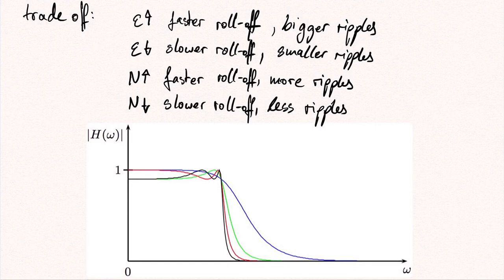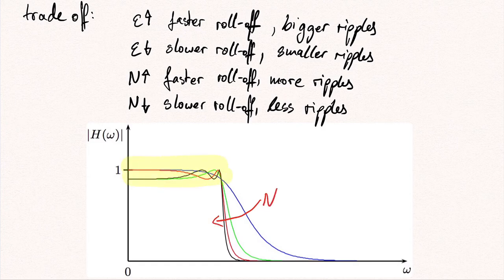This can be verified easily when plotting the frequency response as a function of omega for different type 1 Chebyshev filters. Here you see the first order type 1 Chebyshev filter in blue, the second order filter in green, the third order filter in red, and the fourth order filter in black. As you can see, when increasing the filter order n, the roll-off gets improved.